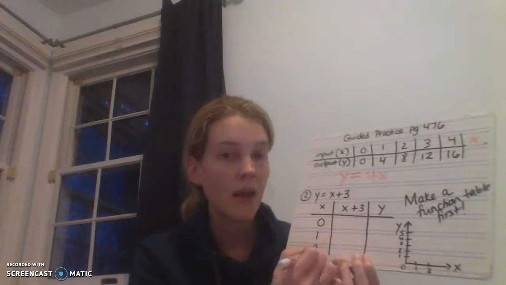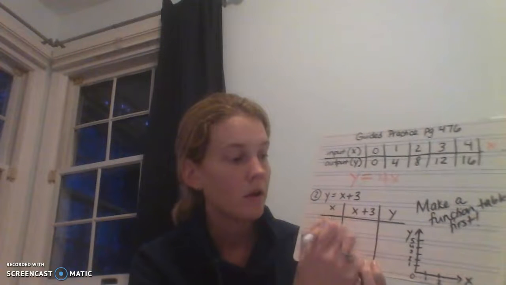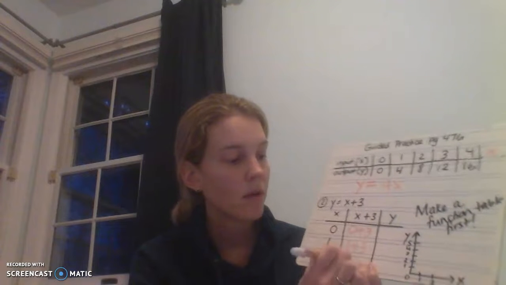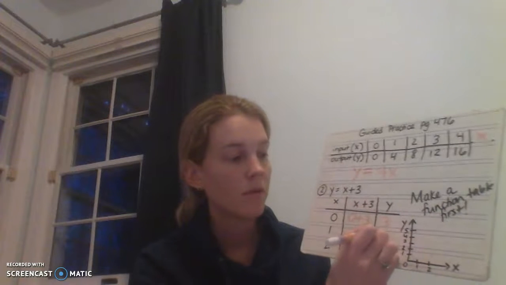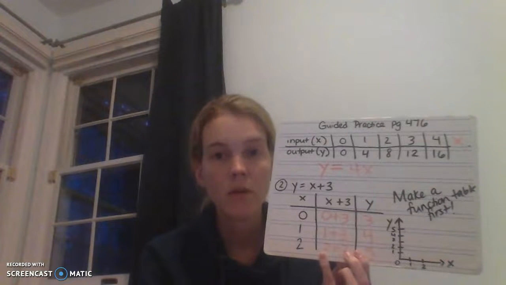And again, you just pick any 3 numbers, and then you plug in your value for x. So I'm going to write 0 plus 3. I'm going to write 1 plus 3, and I'm going to write 2 plus 3. So again, I didn't choose big numbers, I chose easy math numbers. 0 plus 3 is 3, 1 plus 3 is 4, 2 plus 3 is 5. Now I have completed my function table.